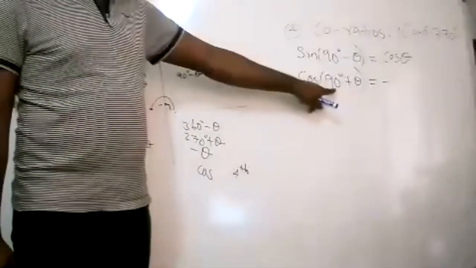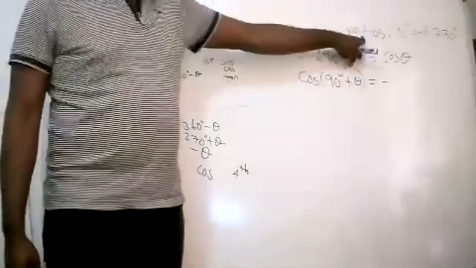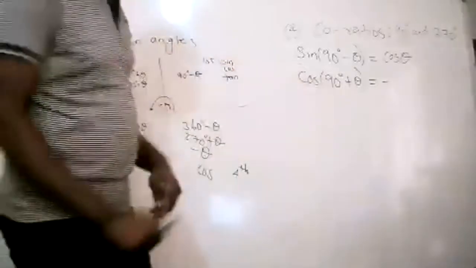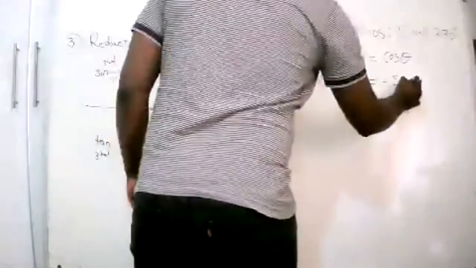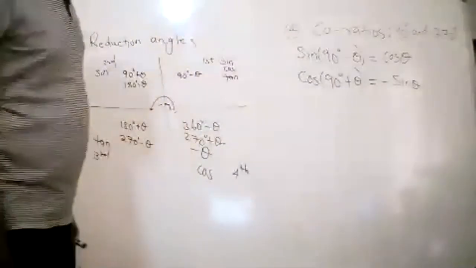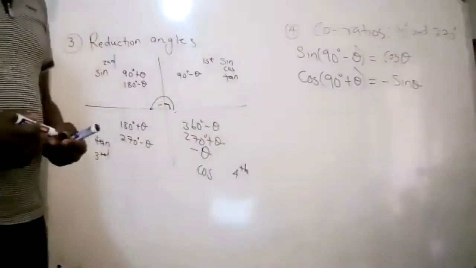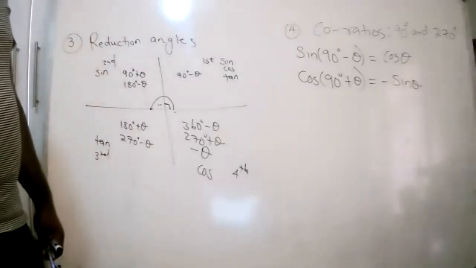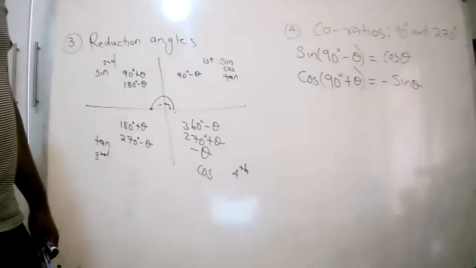We have a 90 degree, of which 90 is a co-ratio. Therefore, that means cos is going to change to sine. Hence, cos of 90 degree plus theta is equal to negative sine theta. Is that explanation clear to all of us? Yeah.